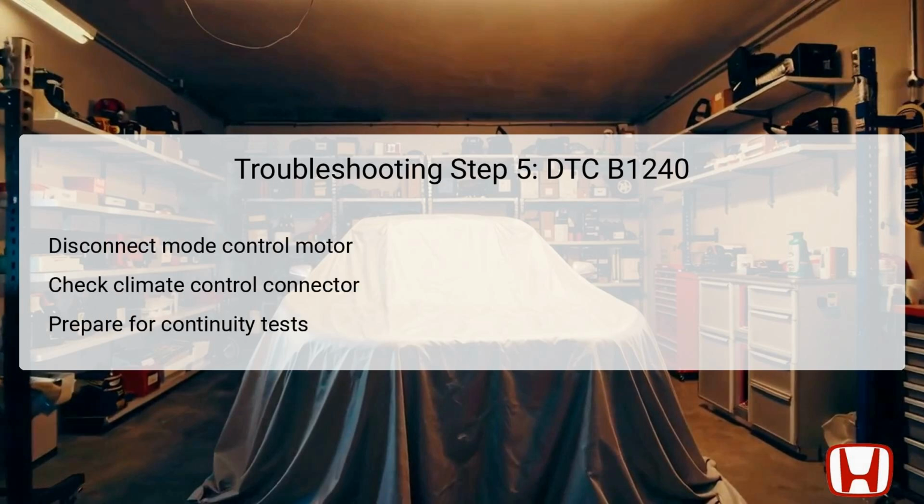At this stage, the troubleshooting process requires disconnecting the mode control motor's 7P connector. Following the motor's disconnection, the next step is to disconnect the climate control unit's connector A, which comprises 28 pins. This prepares both connectors for continuity testing to evaluate the electrical integrity between these components. Ensuring precise connection points when disconnecting and preparing for subsequent checks is vital for accurate testing results.